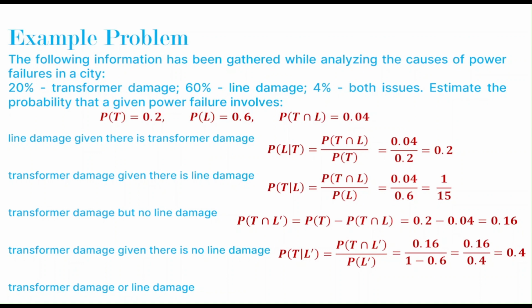The last one asks about the probability that a given power failure involves transformer damage or line damage. Here we need to recall the inclusion-exclusion principle from our previous video. We can write the probability of failure due to transformer damage plus the probability of failure due to line damage, minus the probability of failure due to both the issues. So, this will become 0.2 plus 0.6 minus 0.04, and when we calculate this, we'll get 0.76.